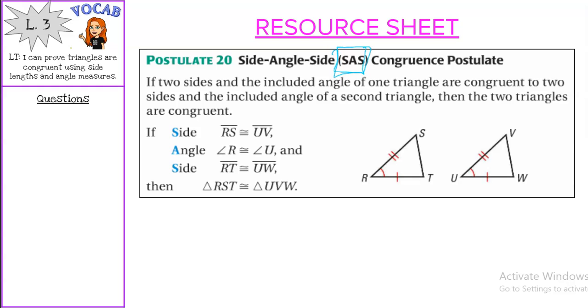So if two sides and the included angle of one triangle are congruent to two sides and the included angle of a second triangle, then the two triangles are congruent. What included angle means is that it's between the two congruent sides. So those two congruent sides make up the sides of the angle. We have the angle here and then the two sides. And we're going to talk about the reason why it only works that way in a bit. But we have side, then angle, side, and we can say that the two triangles are congruent.